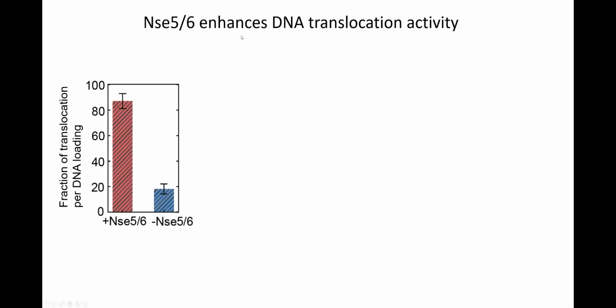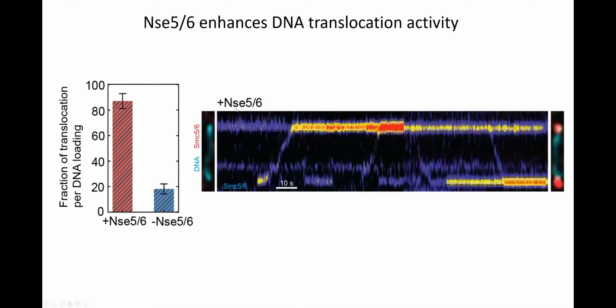And we also observed that while NSE56 inhibits the loop extrusion activity, at the same time it can enhance the DNA translocation activity, which is again majorly done by the single complexes. So in the presence of NSE56, we observed that these proteins don't really extrude loops on DNA anymore, but are mostly just translocated along the length of the DNA.